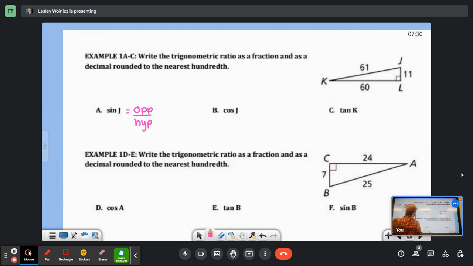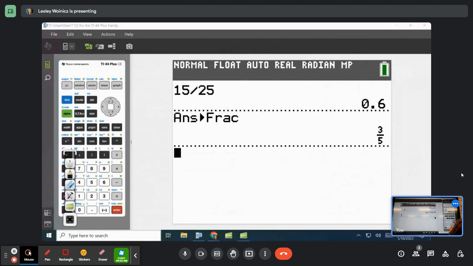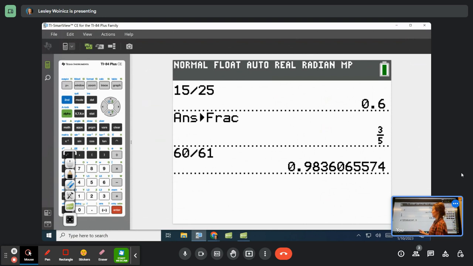So I find angle J. The opposite of angle J is 60. The hypotenuse is always the long side across from the right angle, so that's 61. That's the fraction, and then I just put on my calculator 60 divided by 61, and I have to round it to the nearest hundredth. So that is 0.98.